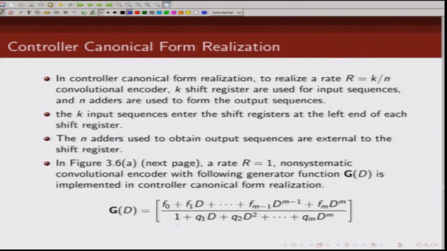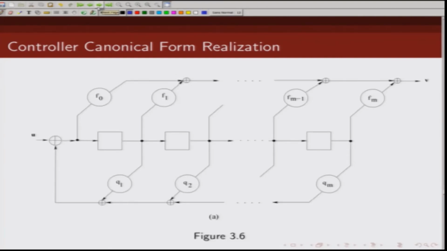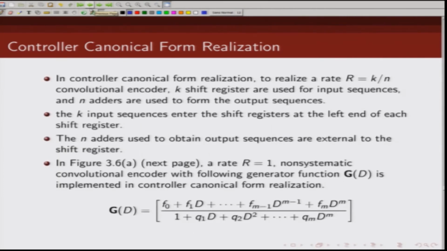Now, the k input sequence enters the shift register from the left hand side. So, we can see here the input is entering from this side. Since this is a feedback encoder, let us first look at the numerator term. What do we have here? We have f0 plus f1 D plus f2 D squared. So, this input is basically multiplied by f0.